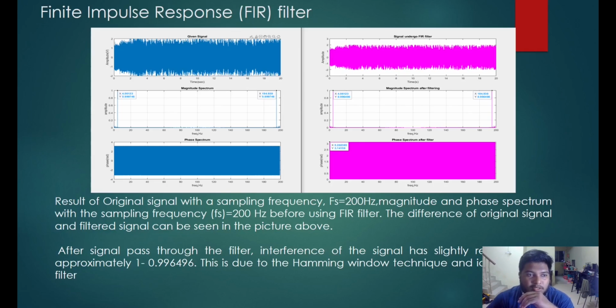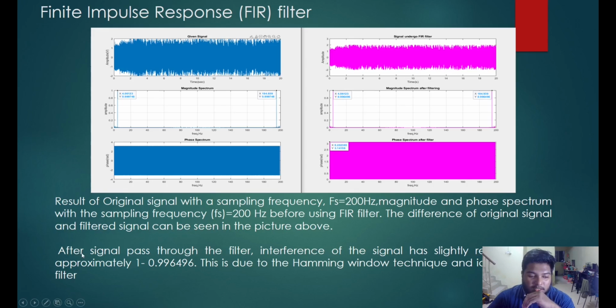First we are going to talk about the finite impulse response, FIR, filter. The result of the original signal, on the left side, is with a sampling frequency of fs equal to 100 Hz. The magnitude and phase spectrum of this original signal is with the same sampling frequency, fs equal to 100 Hz. The difference between the original signal and the filtered signal can be seen in the picture above.